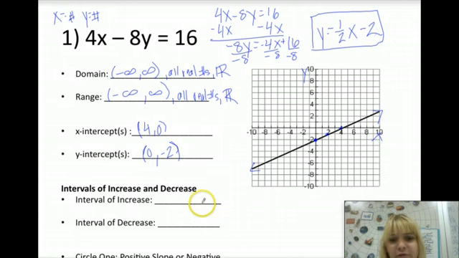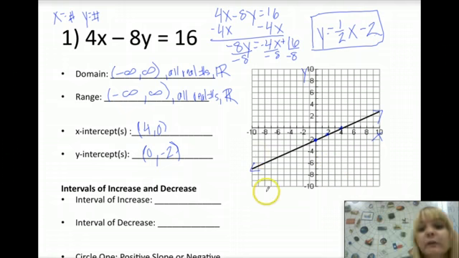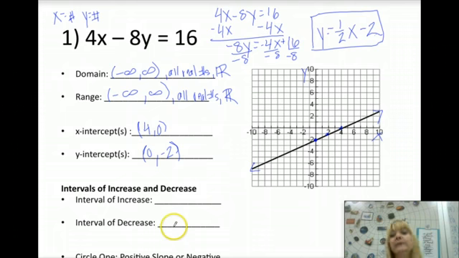All right, intervals of increase and decrease. When we're looking for intervals of increase and decrease for a linear function, it's going to be the same. So you're only going to have either an interval of increase or an interval of decrease. When we take a look at increase and decrease, we always look as x is growing, so x is moving to the right. What is happening to our y values? We have an interval of increase if our y values are increasing as x increases. We have a decrease if our y values decrease as x increases.